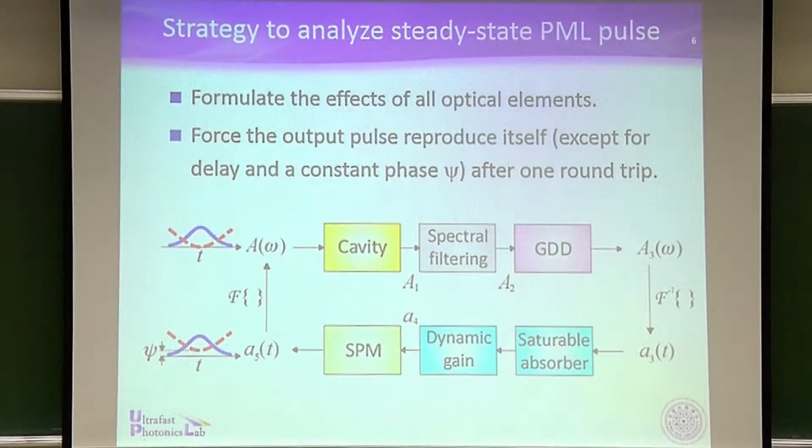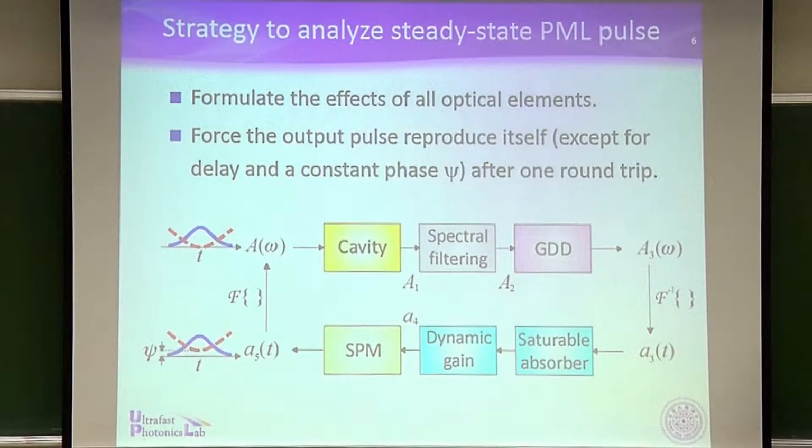It's big A of the group dispersion relation. A2, A3, and so you finish one round trip.